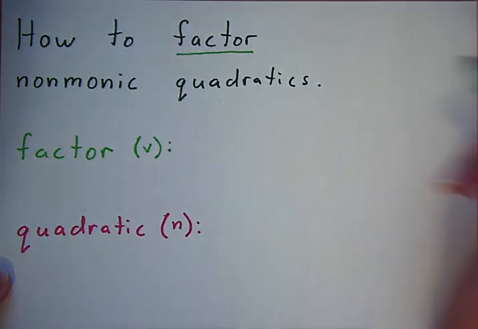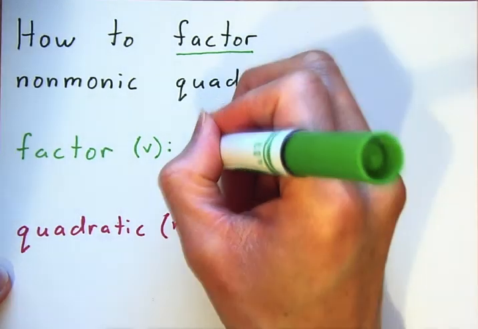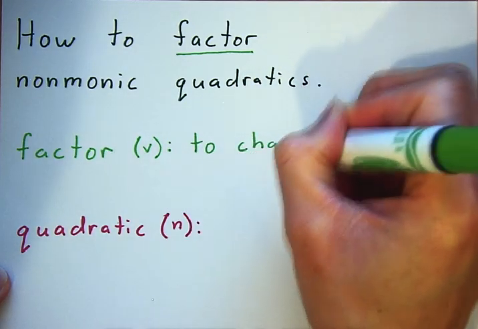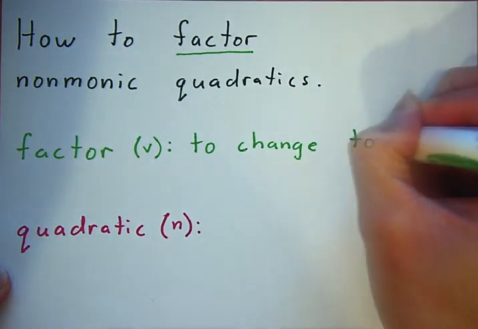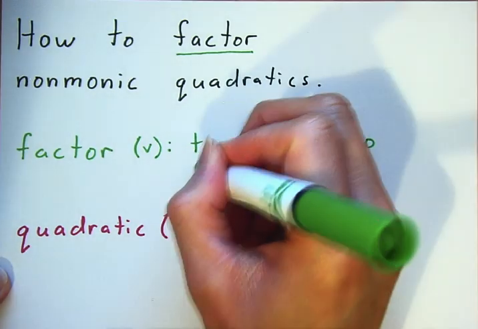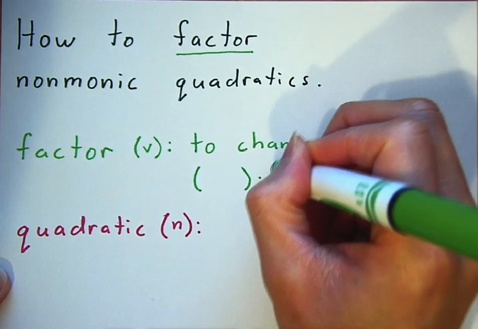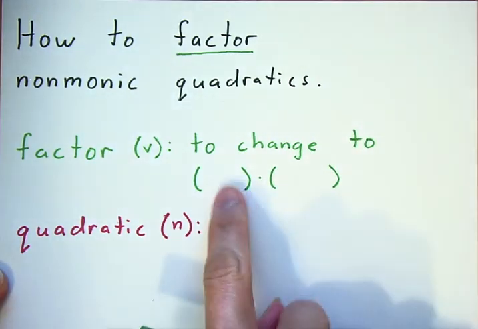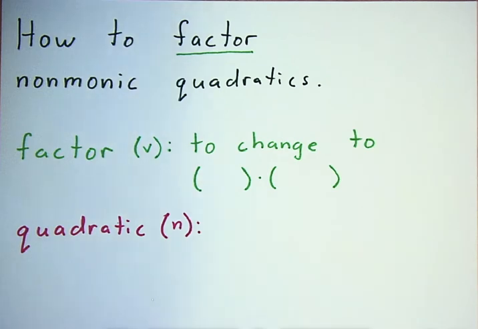The word factor means to change to parentheses multiply parentheses. This could include more than two parentheses. All right, and this video is going to be talking about how to factor non-monic quadratics.